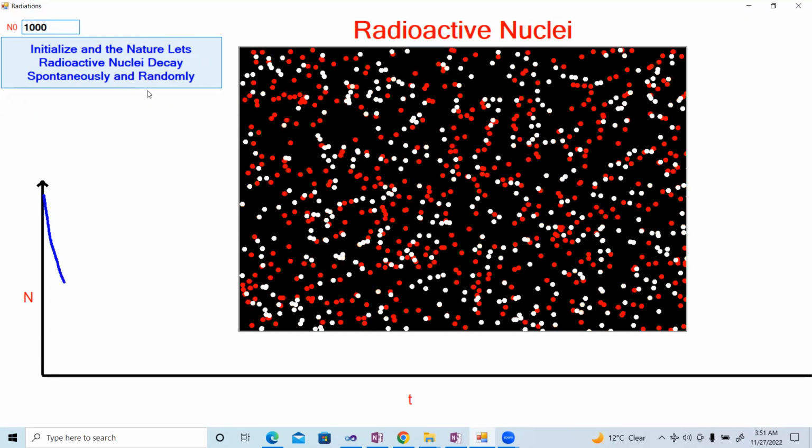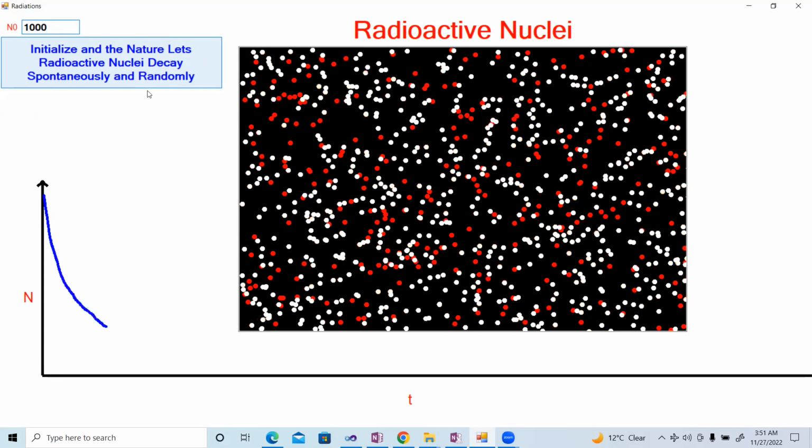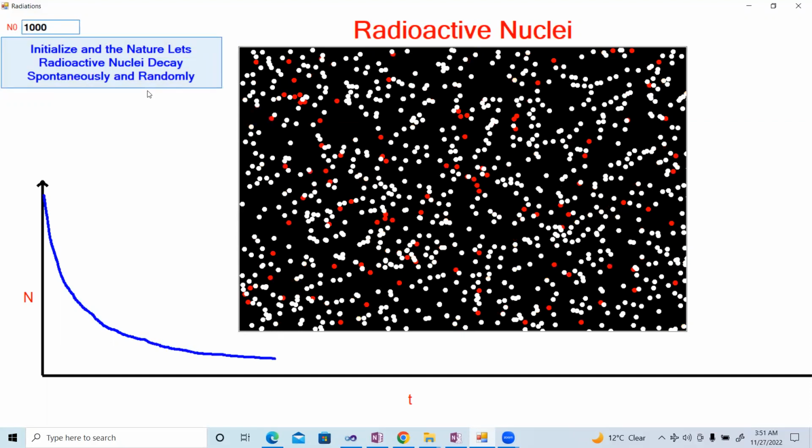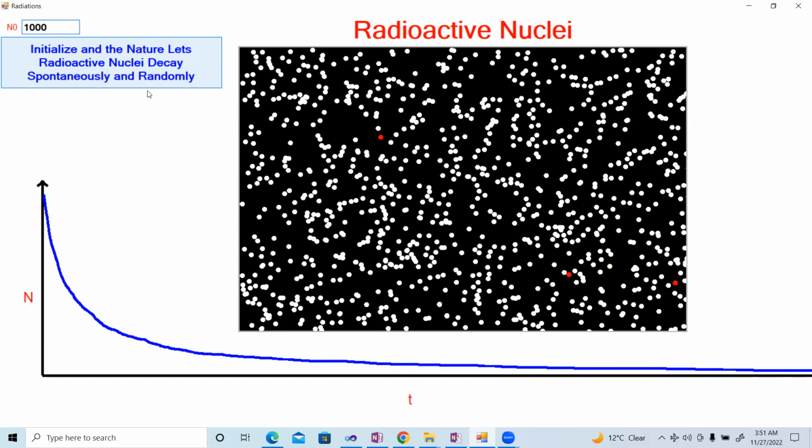Here the red circles represent the number of undecayed radioactive nuclei, and with the passage of time and the decay, the white circles represent those nuclei which have decayed. You can see here the graph of the number of remaining nuclei versus time t.